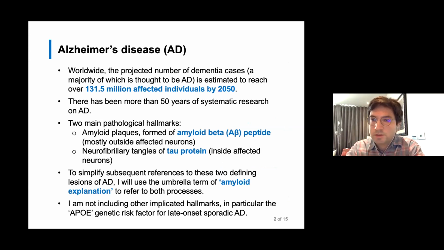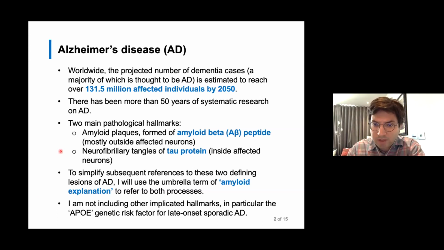So Alzheimer's disease, or AD for short, it goes without saying that it poses a huge burden on various communities at present, and by 2050, it's actually projected to affect more than 130 million individuals. Modern research on AD can be traced back to the past 50 years, and especially since the early 1990s, there has been a tremendous focus on AD investigations.